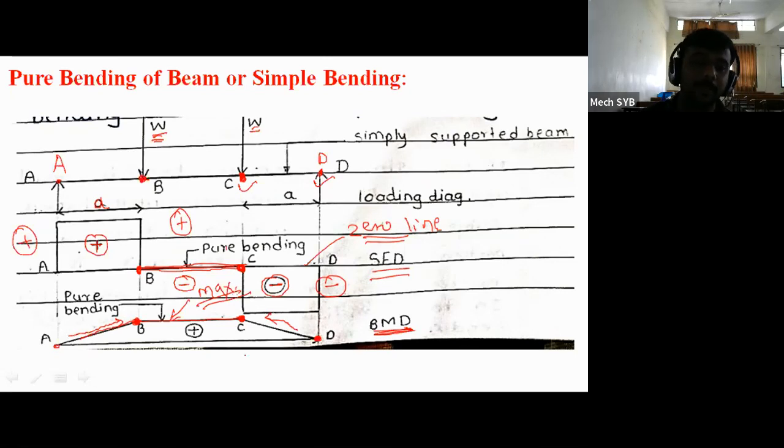And that will be visible in this particular figure. बघा या figure मध्ये काय सांगतोय बघा? You have to focus on the portion B to C. That B to C portion we have to observe in SFD also, and the same B to C portion we have to observe in the BMD also. मग BMD मध्ये काय दिसतंय तुम्हाला? B to C portion मध्ये बेंडिंग मोमेंट इज मॅक्सिमम.